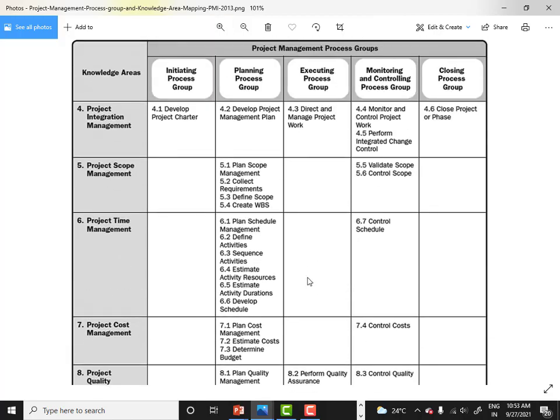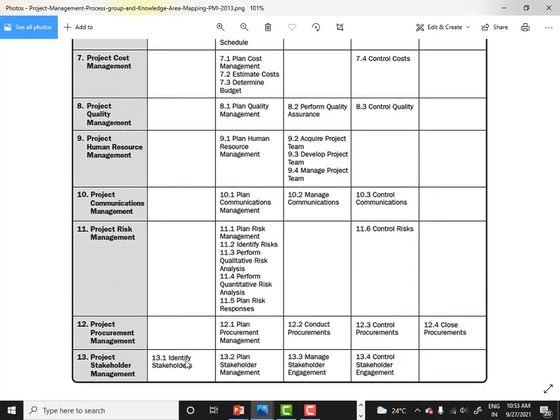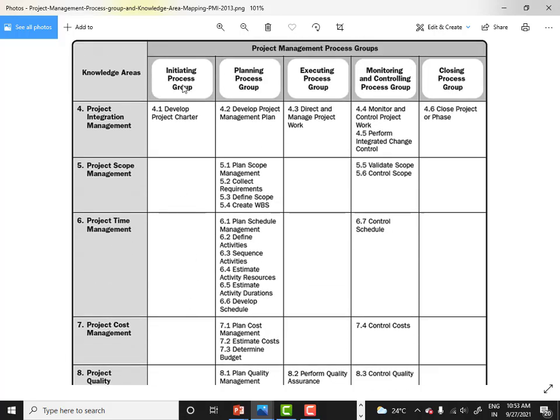Okay, so far what we have covered, we have seen how to develop a project charter, which came in the initiating process group, and we came to know how to identify stakeholders, which also came in the initiating process group. Then in the planning process group we understood how to create and develop a project management plan. So this project management plan was in the integration management knowledge area.